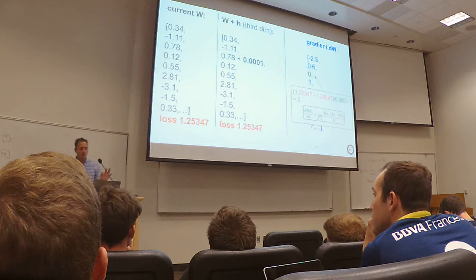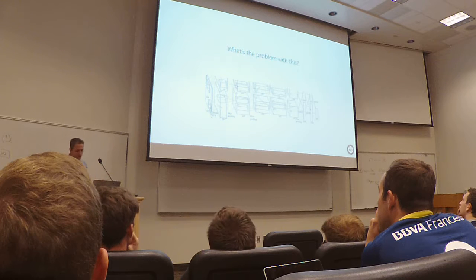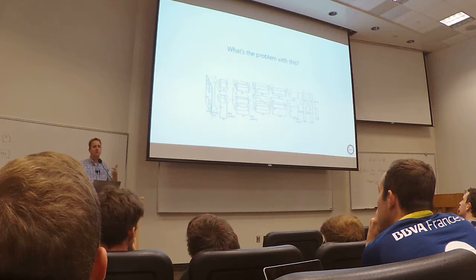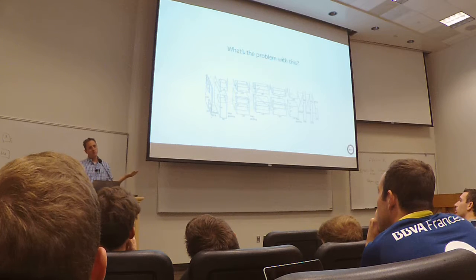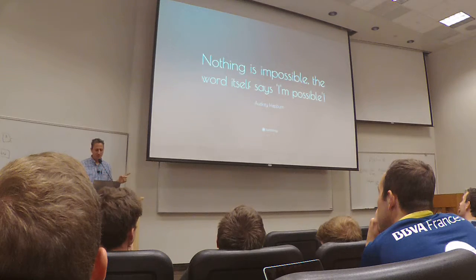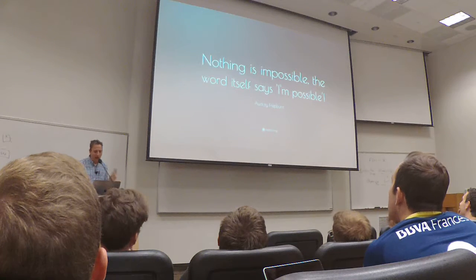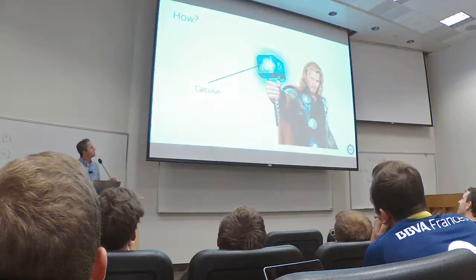Nobody ever does this. So yes, that is the problem. The problem is that it's essentially impossible. So you might think, oh man, how are we going to get a billion-dimensional gradient? That sounds impossible. But what's cool is nothing's impossible. The word itself says I'm possible. Okay, so how do you calculate gradients efficiently? And the answer is calculus.